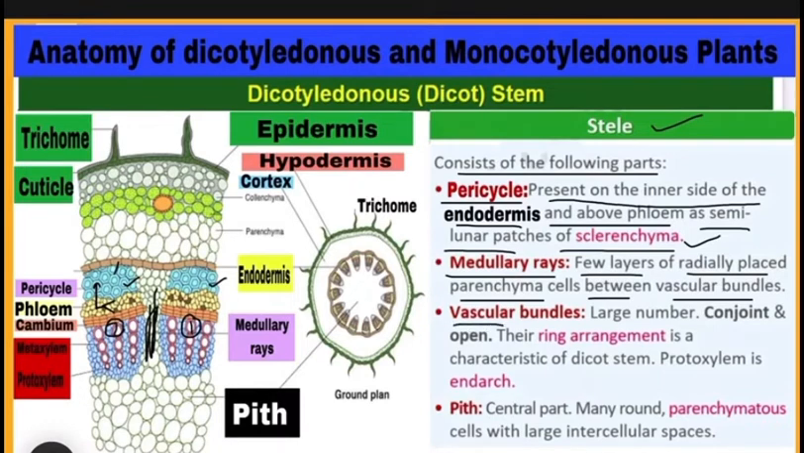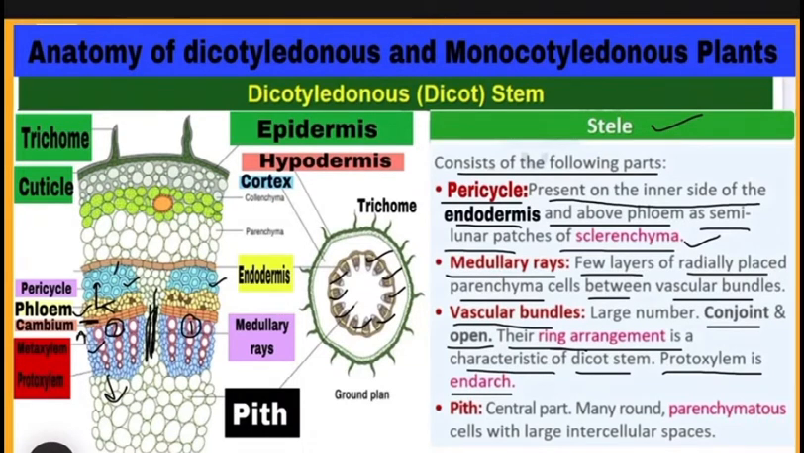Next, vascular bundles. A large number of vascular bundles are present. You can see here many vascular bundles are present in the dicot stem. They are conjoined, means phloem and xylem are present on the same radii. They are open, means between phloem and xylem cambium is also present. So it is open. And their ring arrangement is a characteristic of the dicot stem. Also, protoxylem is endarch, means protoxylem is present towards the center while metaxylem is present towards the outside.